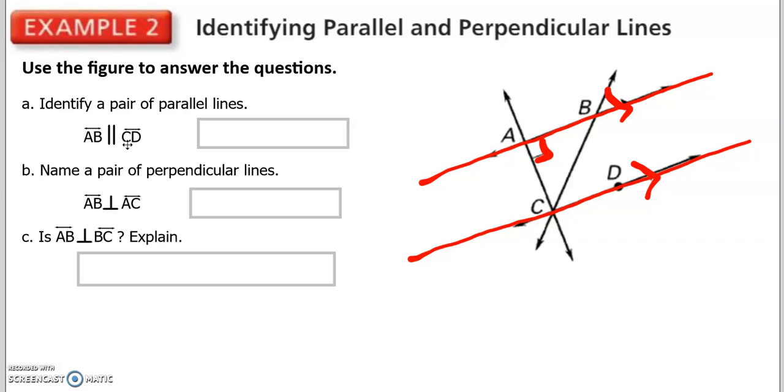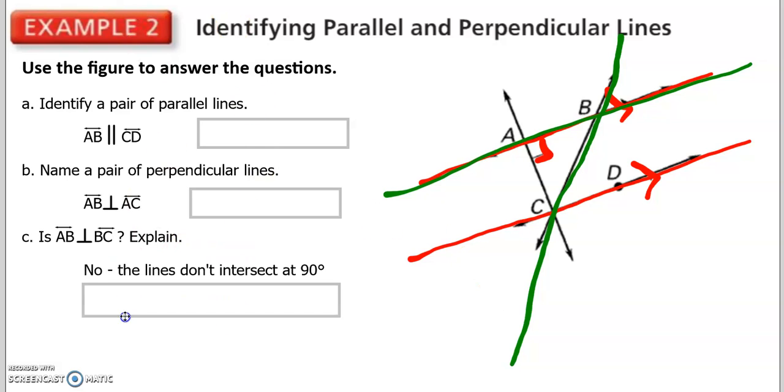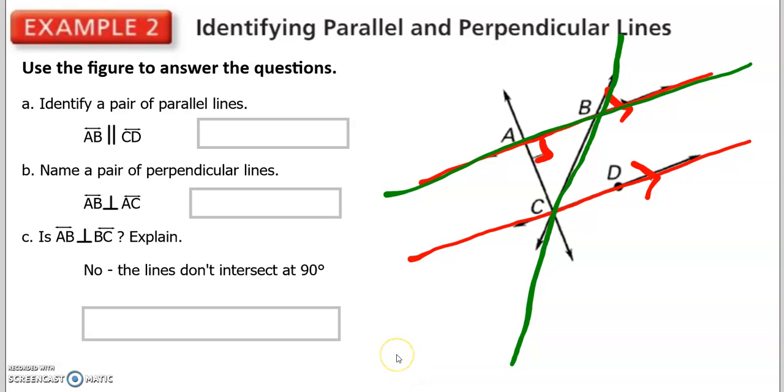And then the last question wants me to determine whether line AB is perpendicular to line BC. Are those two lines, and trace over it, right guys? It's very easy to tell once you've just trace over it, change the color so you can focus on those two lines. Are they perpendicular? Nope, right? They are not perpendicular because in order to be perpendicular, we need to intersect at 90 degrees. Check out how they intersect. I have an obtuse and acute angle. It is not a right angle.